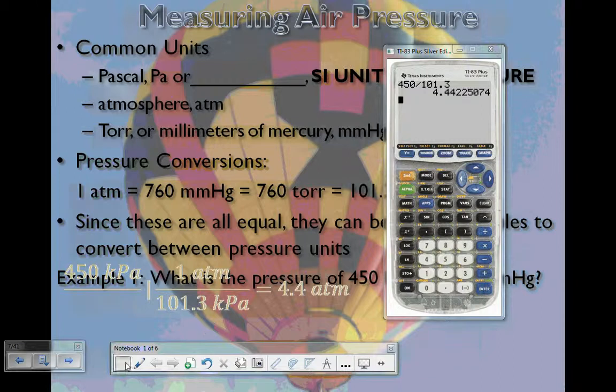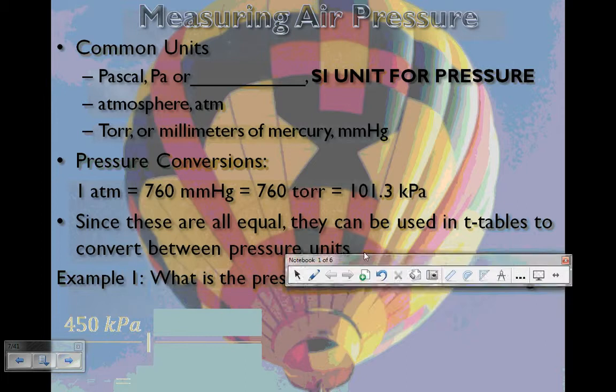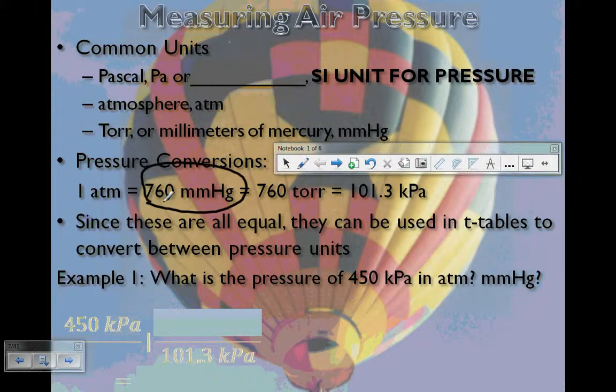Let's try another problem. Now we need to change 450 kPa to millimeters of mercury. So we'll put kPa on the bottom again, 101.3. And then look back up here in your conversions for millimeters of mercury. Here it is. That's what we want to turn it into, so that's what goes on the top. 760 millimeters of mercury.